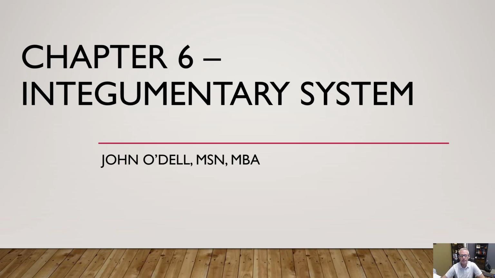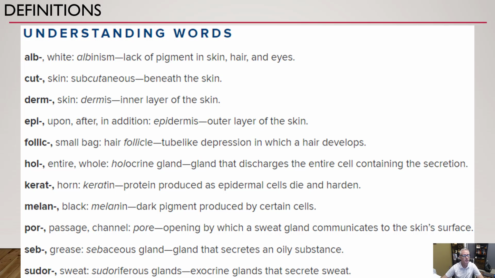All right, everyone. Today we will be talking about the integumentary system, which is chapter 6. Some of this we actually covered last chapter under tissues. We talked a little bit about the skin. So we'll go a little bit more in depth into the integumentary system this chapter. So again, some roots, prefixes, and suffixes that you'll need to learn for this chapter.